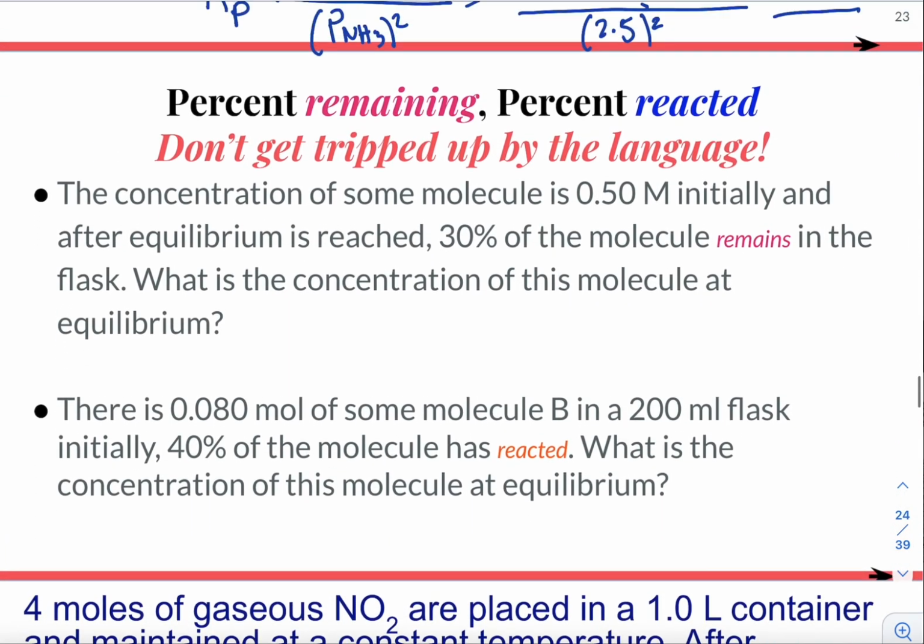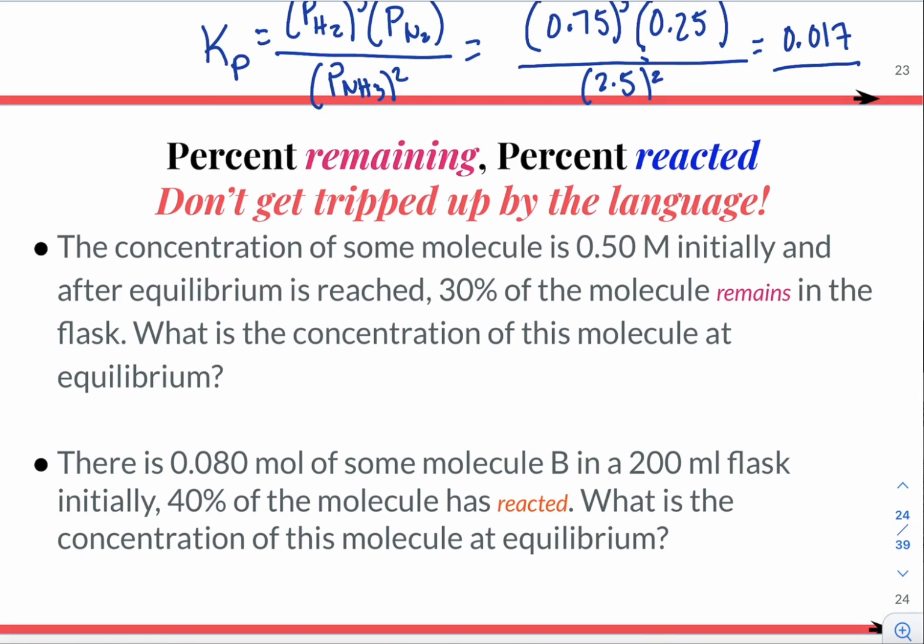So one more thing we want to talk about before we leave this RICE box equilibrium situation. Make sure you're reading the question carefully, okay? That's the name of the game with AP as well. You don't want to lose points after doing all of this work because you didn't read it carefully. So make sure you pay attention to what it says.